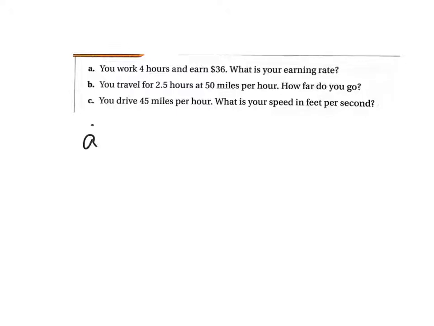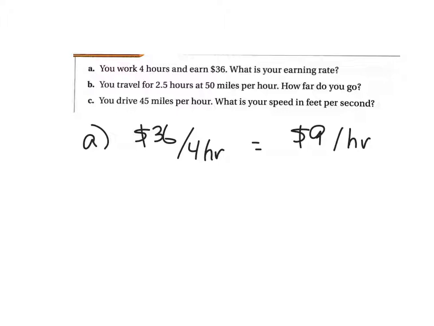Part A, if you read that with me, it says you work 4 hours and earn $36. What is your earning rate? We were earning $36 for every 4 hours that you work. And so if you break that down, just divide your 36 by 4, it gives you $9 per hour. So that's your rate, that's your earning rate per hour.